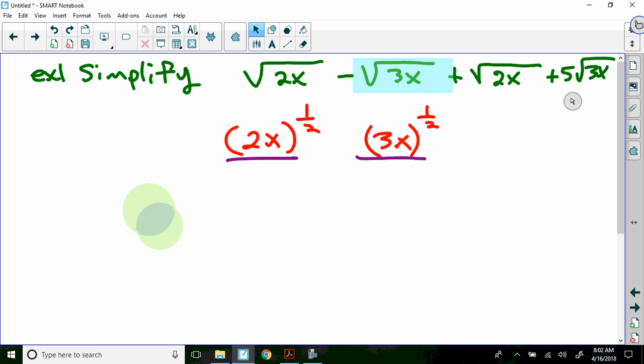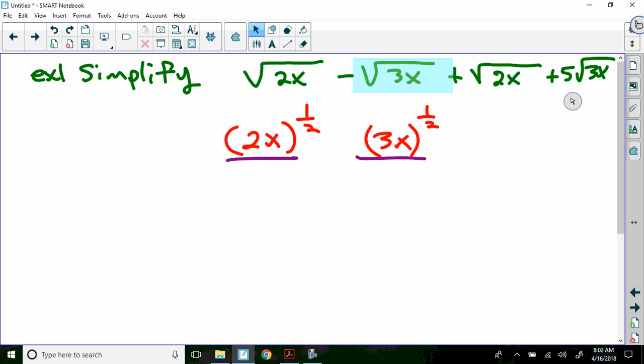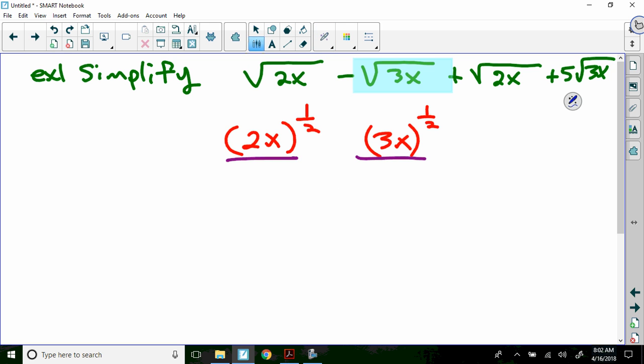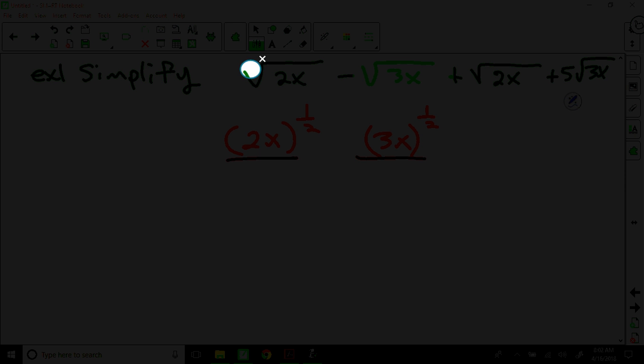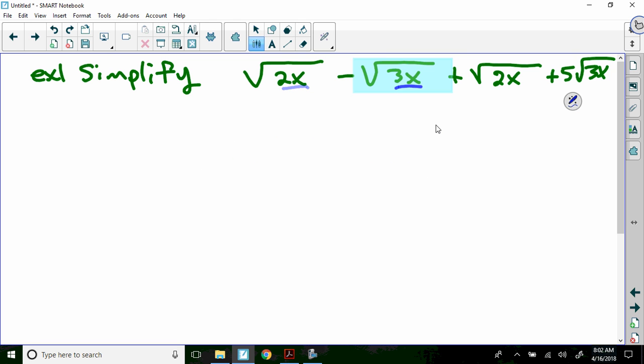Okay. So the deal is if you're working with radicals, not only does the index have to be the same, but also the radicands have to be identical. Okay. So let's see if we can simplify this then. Is there anything that can be combined with that square root of 2x? This other square root 2x, right?